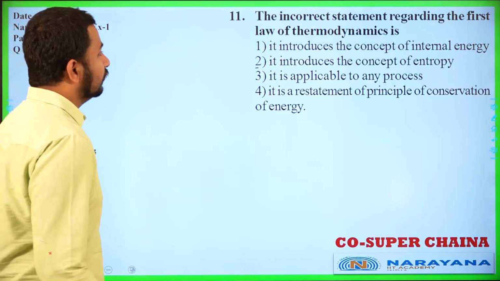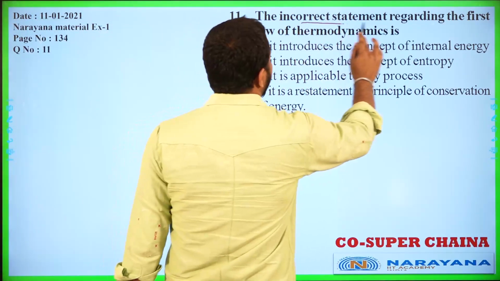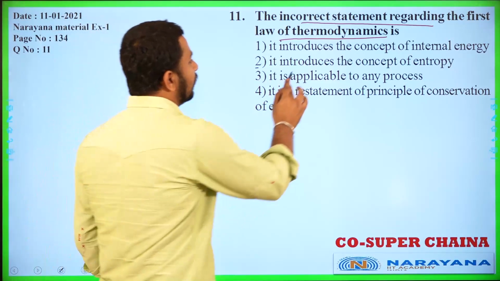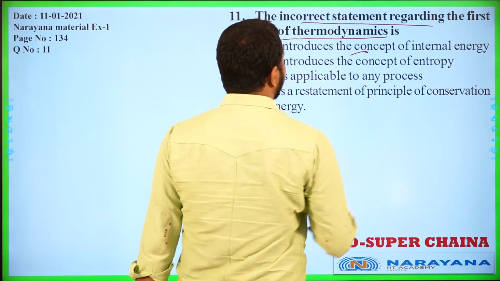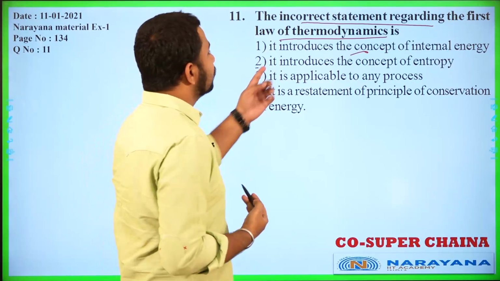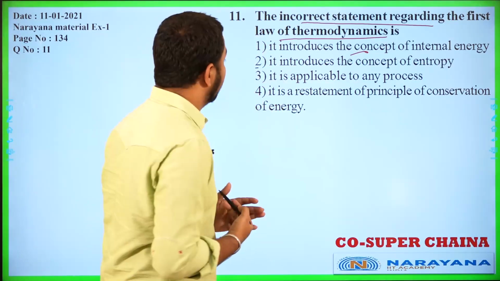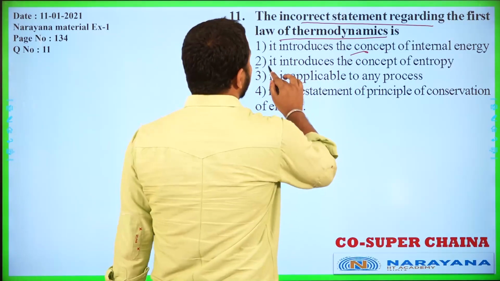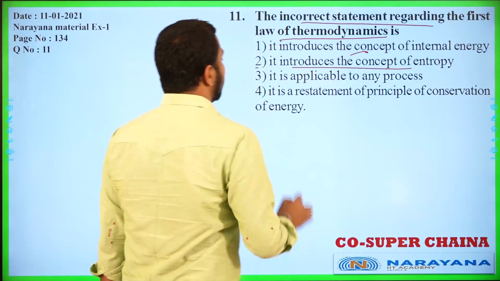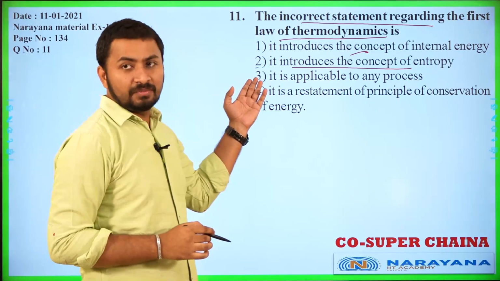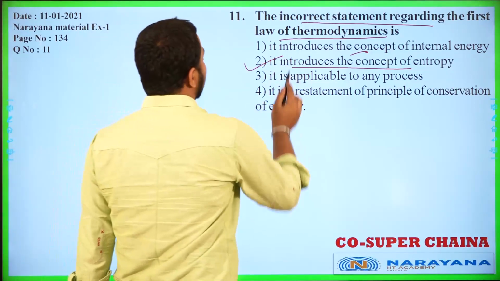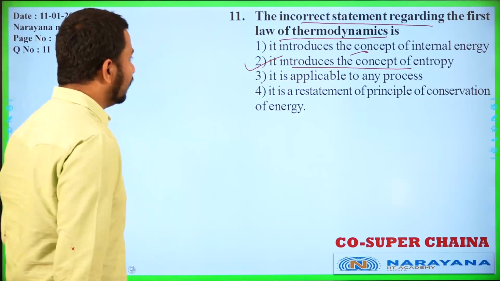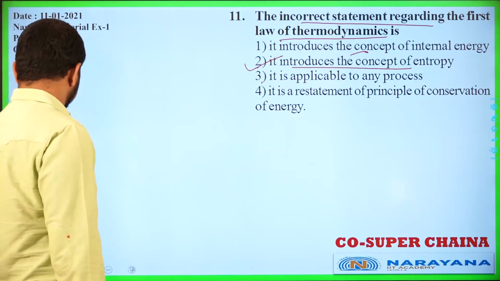Just be careful on the wording: the incorrect statement regarding the first law of thermodynamics here. "It introduces the concept of internal energy" is correct, because you have to check which of the following is the incorrect statement. "It introduces the concept of entropy": you know that in the first law of thermodynamics there is no entropy, so this will be the incorrect option, and the remaining options you need not check, right? So let's move to the next one.